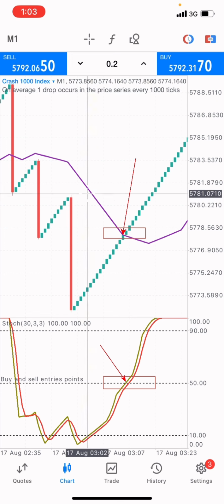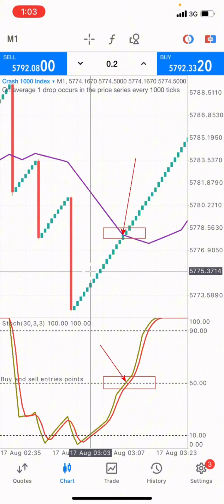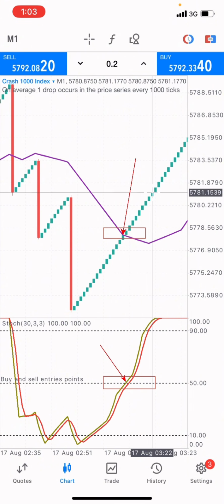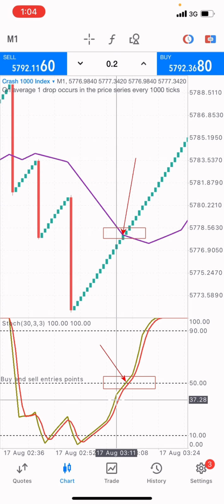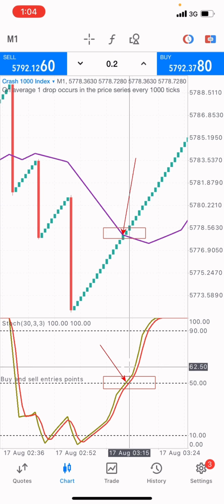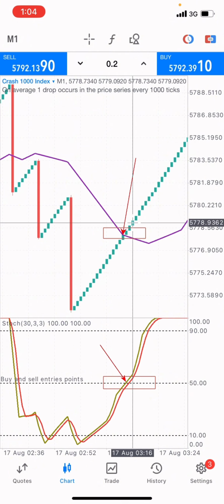Okay, when the moving average crosses the price on the market chart, which is the buy position, the moving average needs to cross, and at the same time this line needs to cross above as well. Then you place a buy on Crash 1000 Index.